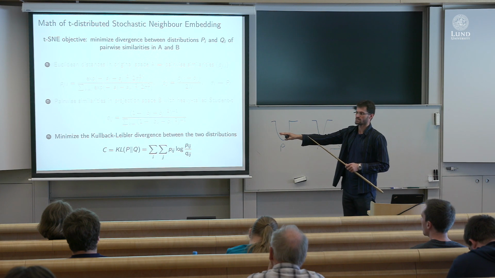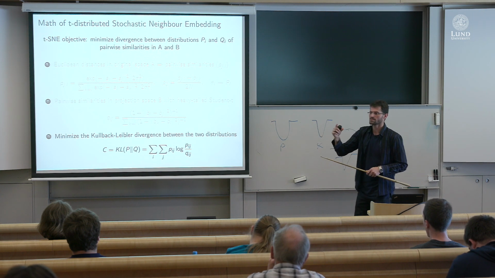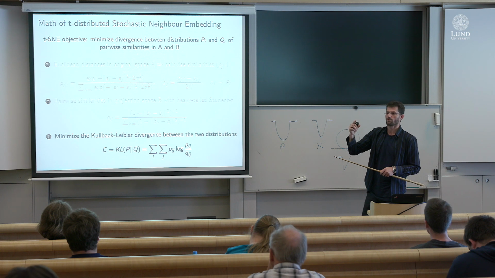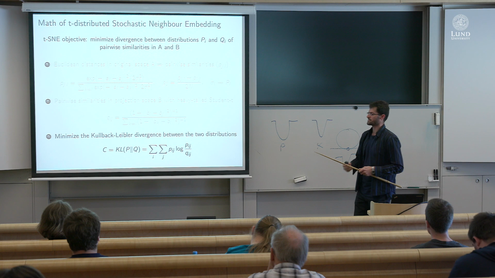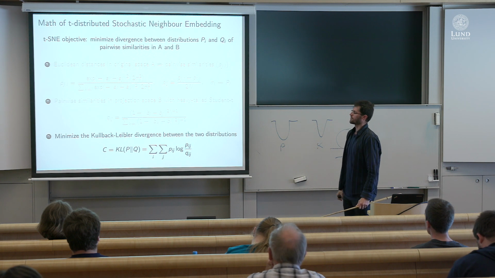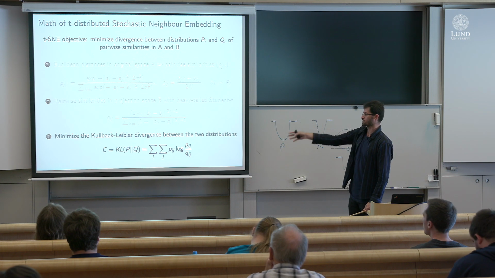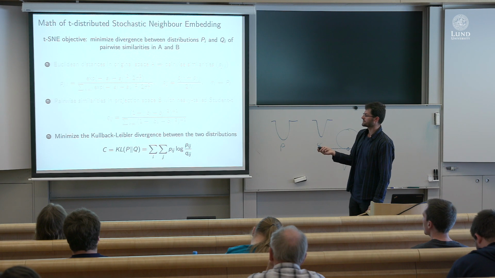So we want the similarity of two distinct points in space A to be as close as possible to the similarity of these same two points in space B. And then we put all this together and minimize the whole distribution. That's the idea, that's the objective.